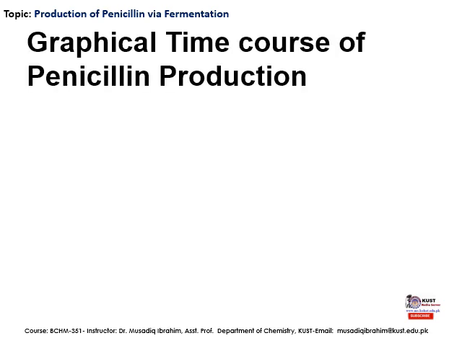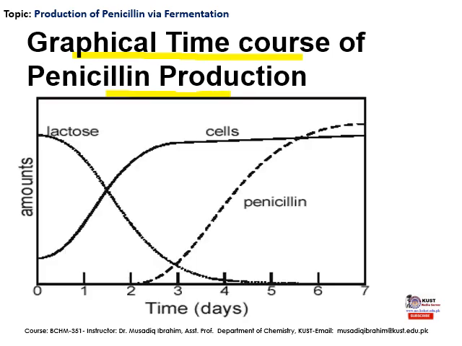Now the graphical time course of penicillin production. So in this graph, you will understand what is happening within the fermentation tank when it is subjected to penicillin production. On the x-axis we have the time duration in days, and on the y-axis we have the amounts of nutrients or antibiotics or cells either increasing or decreasing.